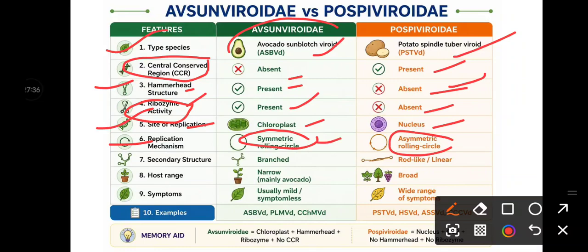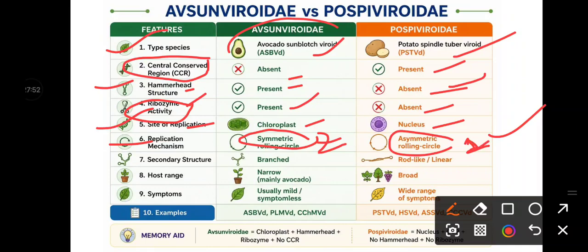Whereas in possibility, no hammerhead is there, no ribozyme activity or self-cleavage activity is needed. So only in one rolling cycle the replication is completed. That's why it is asymmetric. Okay, here 2, here 1.